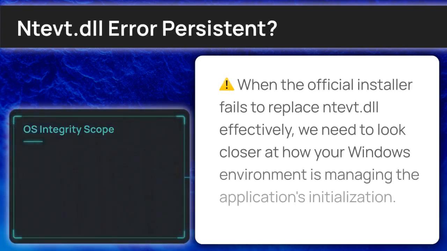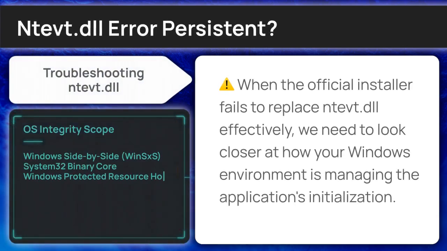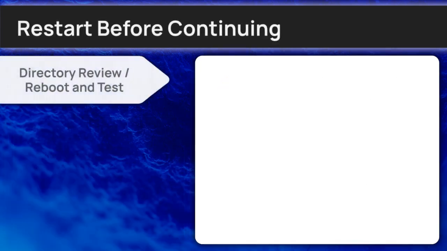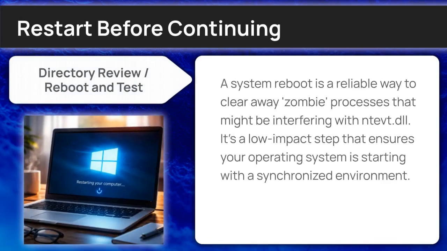If the redistributable repair didn't resolve the pop-up, the next logical step is to analyze the local environment for process conflicts. A quick system restart is a practical way to ensure that all shared libraries, including NT Event Library, are being loaded correctly into the current session's memory.